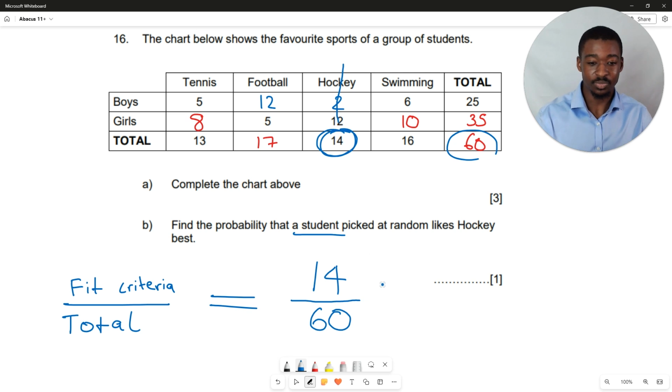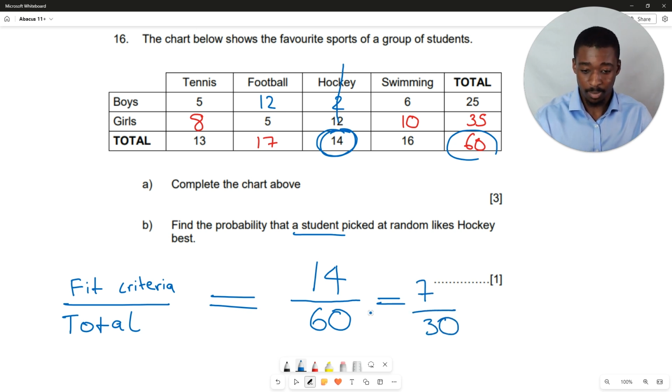because, again, we're talking about a student out of all the students. So 14 over 60, and let's try and simplify this fraction. So this could be correct, you get the mark for it, but we can also write it in its simplest form. We can simply divide it by 2, 7 over 30. And by divide it by 2, we of course mean we can take out the common factor of 2 from both the numerator and the denominator. So 2 goes into 14 7 times, and 2 goes into 60 30 times. So 7 over 30. This is our probability.